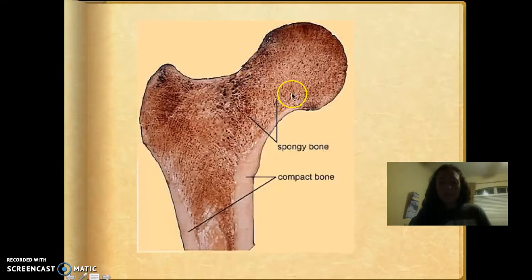Okay, so here's what it kind of looks like. This would be all your spongy bone here, surrounded by your compact bone. This would be your femur. So it's a big bone in your leg, the largest bone in the body.